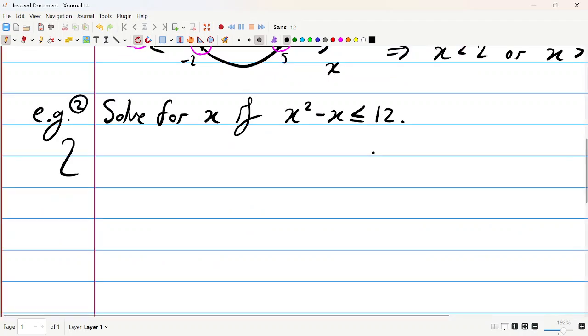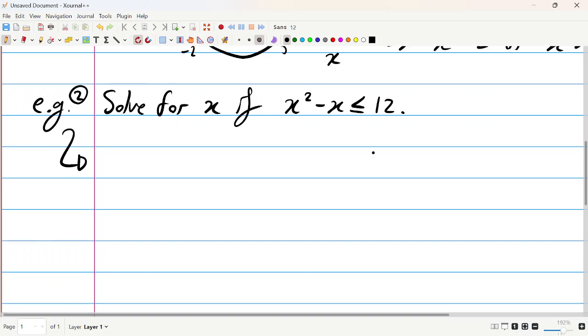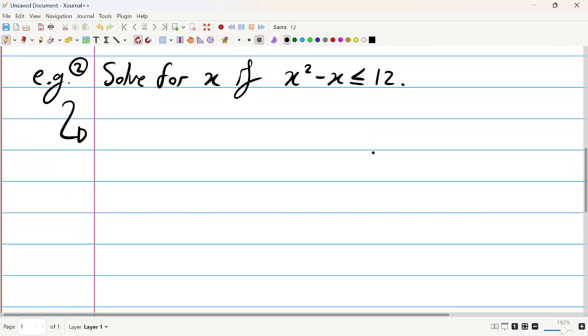Okay, so I know that I said that I would do this and then call it a day, but I do want to do one more example because this stuff is a little bit funny when you get into it for the first time. So let's do a different case over here. We need to solve for x if x squared minus x is less than or equal to 12. So first things first, we want to get it in quadratic form. Obviously this isn't an equal sign, but we will still treat it as if it was a quadratic equation.